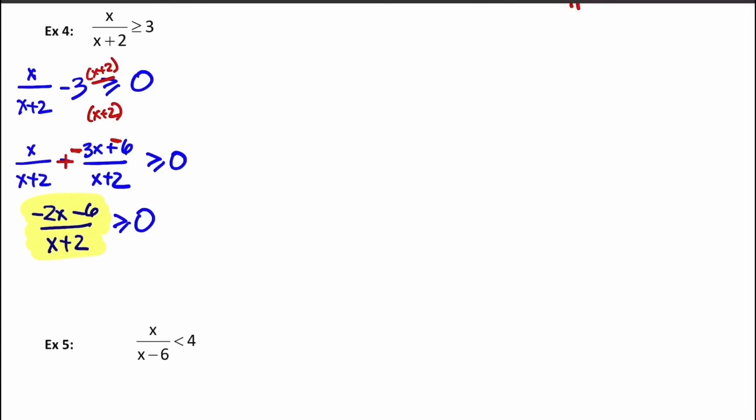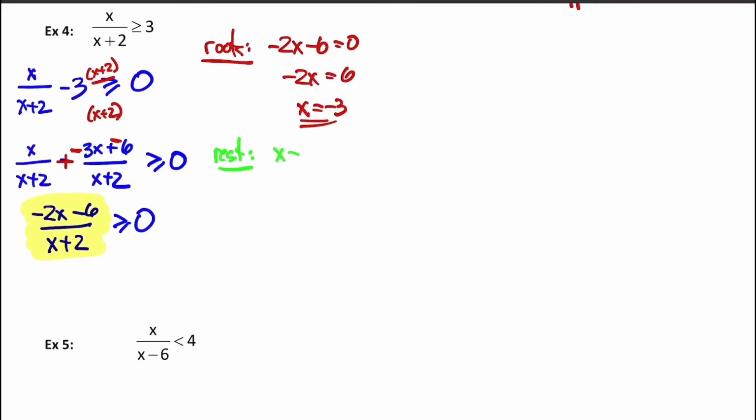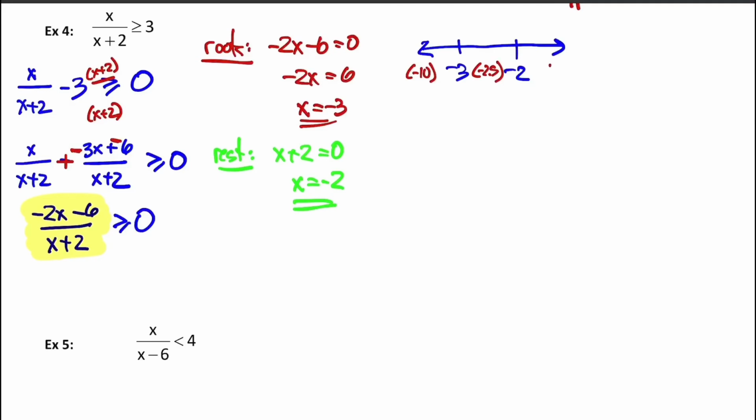Okay, let's get roots. That's numerator equal to 0. Negative 2x equals 6. X equals negative 3. All right, and let's get our restrictions. That's denominator equal to 0, so x equals negative 2. Well, not bad because there's only 2 values. All right, so my number line should be a little bit easier. I've got negative 3 and then negative 2. Now I just need to make up some numbers at those intervals. So let's do negative 10 here. Let's do negative 2.5 there, and let's do 0.